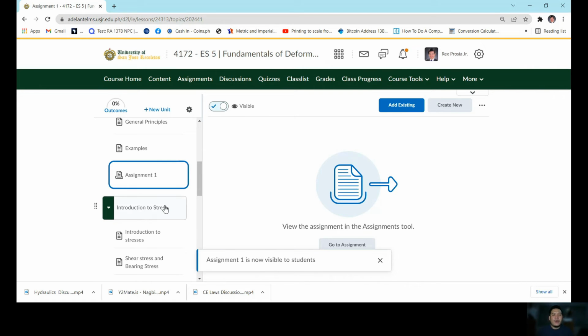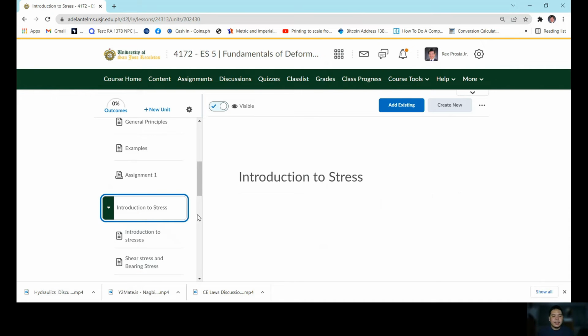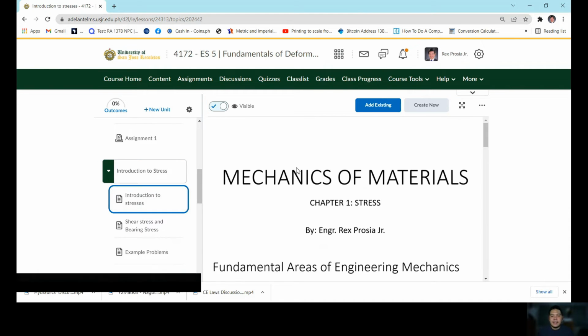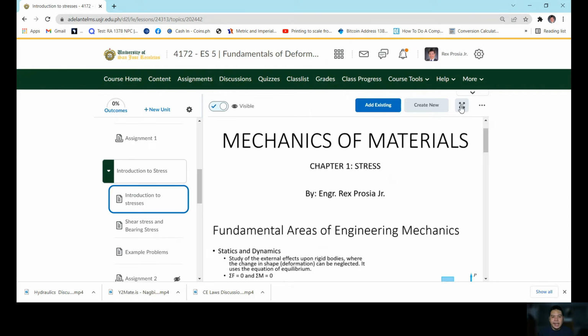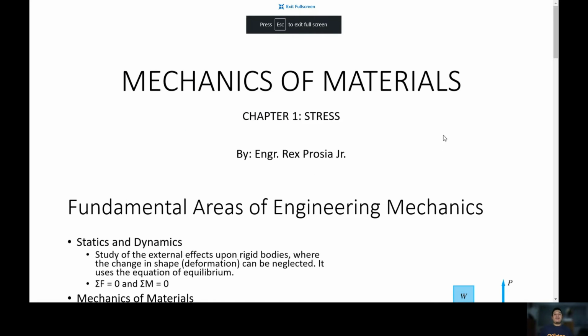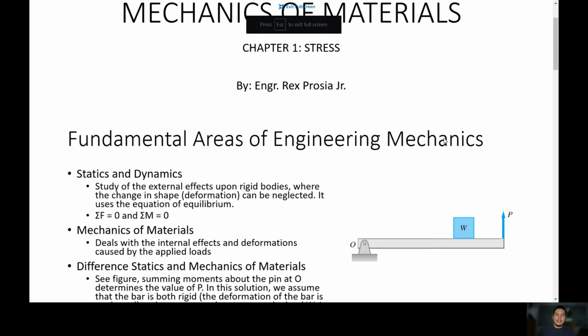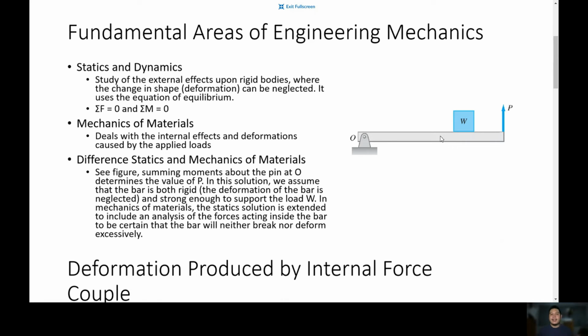And then let's go over to the introduction to stresses. Alright, so introduction to stresses. What is this stresses all about? Okay, so mechanics of materials. Stress, chapter 1, stress, fundamental areas of engineering mechanics.